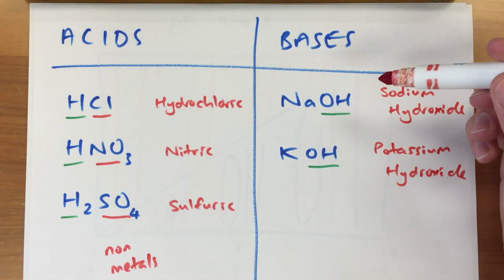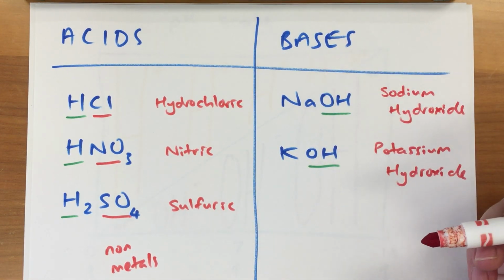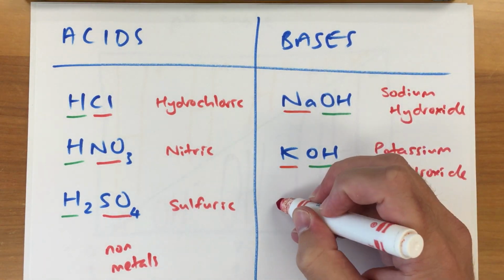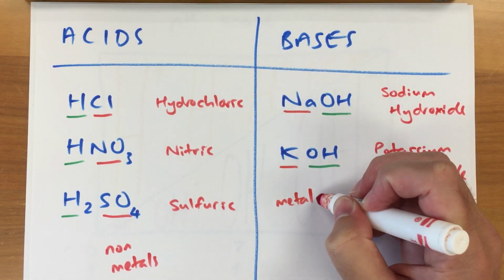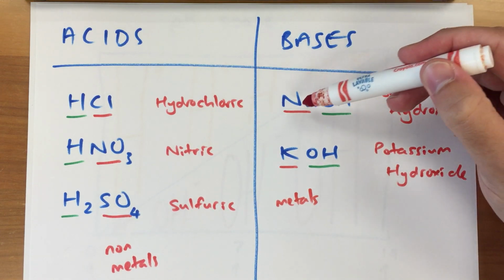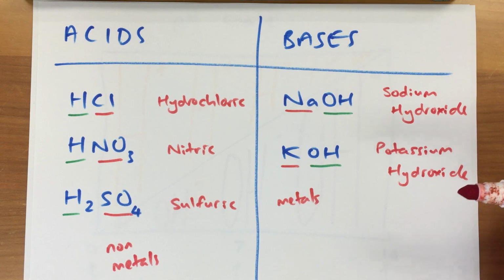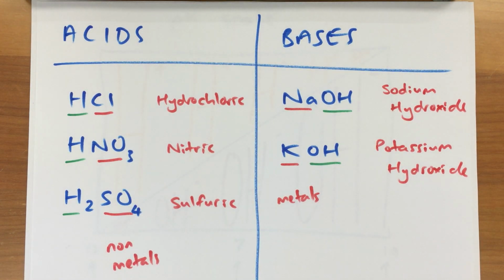A base, as you can see over here, has to have that OH in it. And you can see that we've got these two things here. They are both metals. So a base is a metal with an OH. There are some other types of bases that we'll deal with in a later video, but those are the two common ones that we need to be familiar with for now.